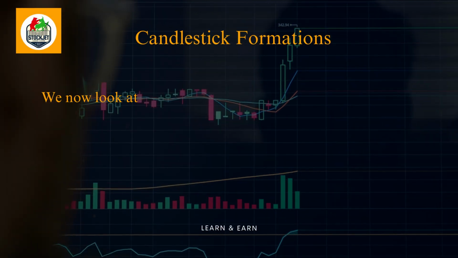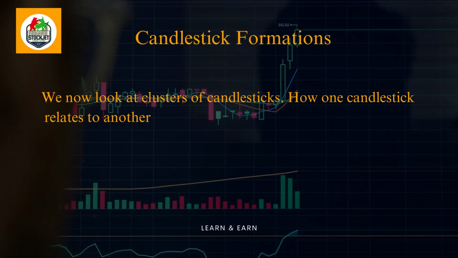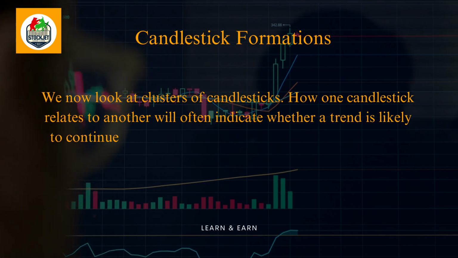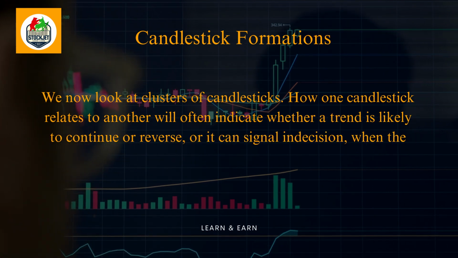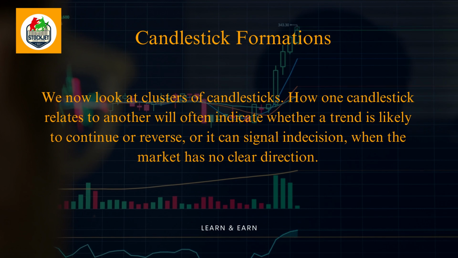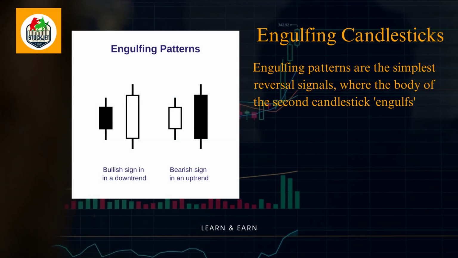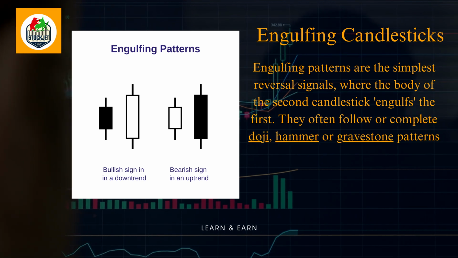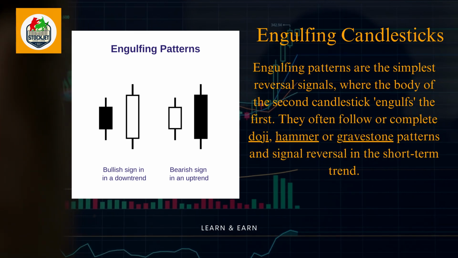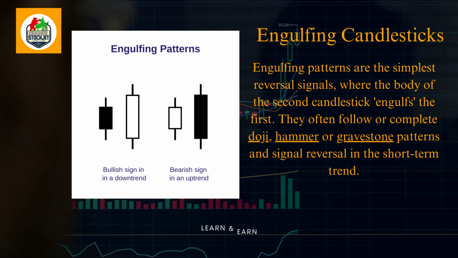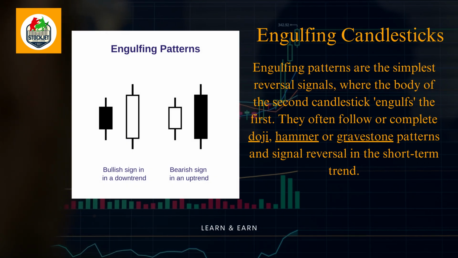Candlestick formations. We now look at clusters of candlesticks. How one candlestick relates to another will often indicate whether a trend is likely to continue or reverse, or it can signal indecision when the market has no clear direction. Engulfing candlesticks. Engulfing patterns are the simplest reversal signals, where the body of the second candlestick engulfs the first. They often follow or complete doji, hammer, or gravestone patterns and signal reversal in the short-term trend.